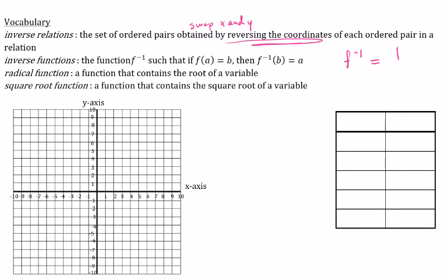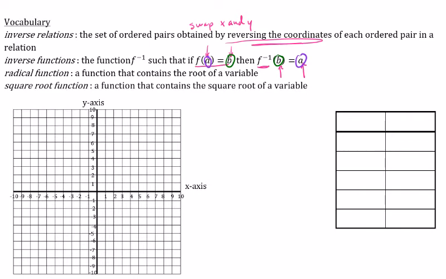Now, if we use this notation, we can say, if f of a equals b, in other words, if our input is a and that yields an output of b, then for the inverse function, if you plug in b, you get a. So once again, it swaps the input and the output, right? Your output becomes your input, and your input becomes your output. We'll come back to this slide later and do a little more investigation.